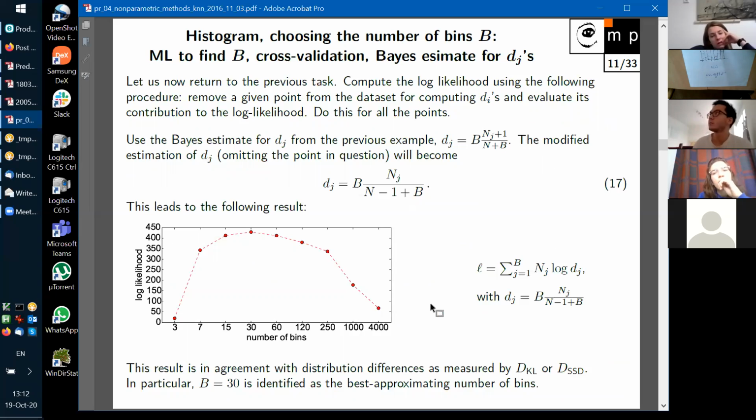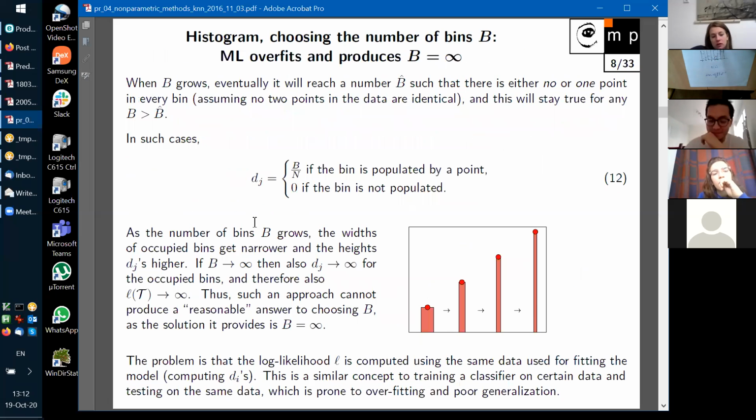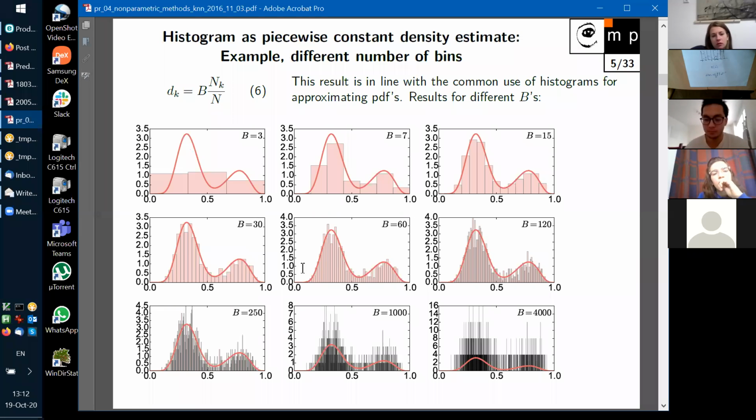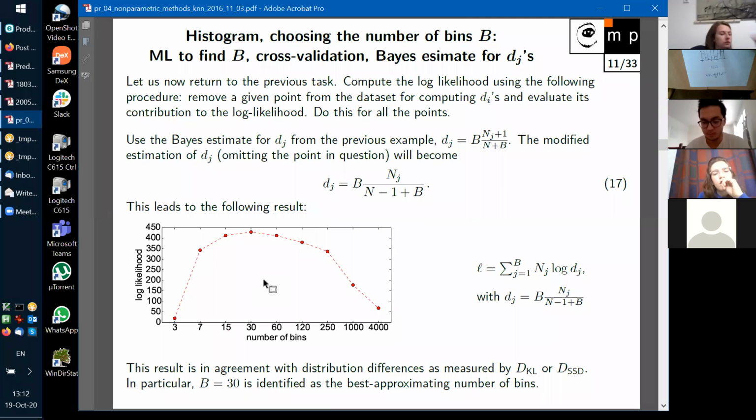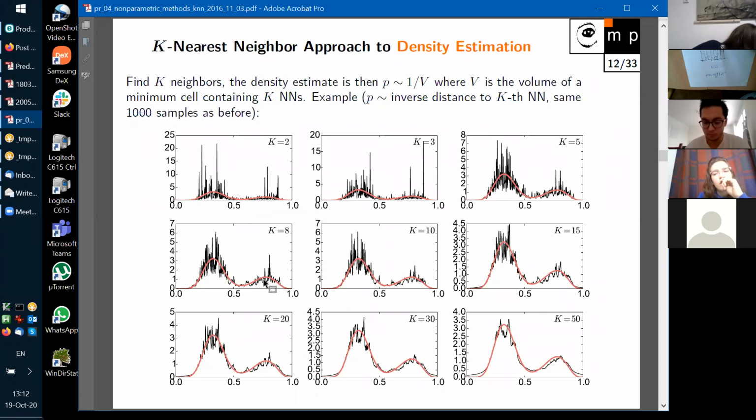And for the Bayesian estimate, it turns out that we get 30 bins as the optimal result, which is actually the best piecewise constant approximation of the ground truth distribution. Yeah. Okay, so that's the histogram, and now we'll switch to k nearest neighbor.